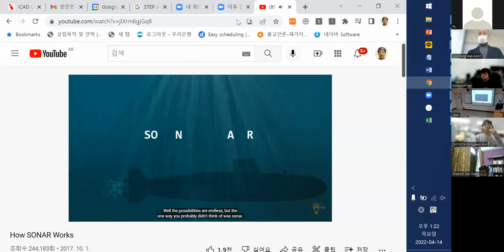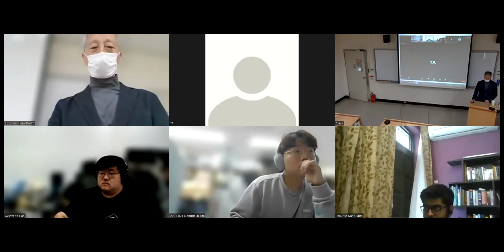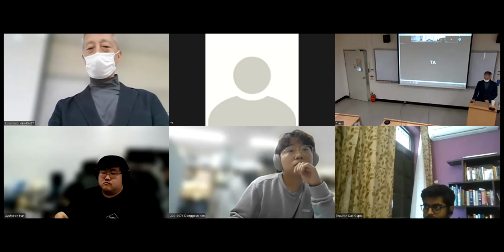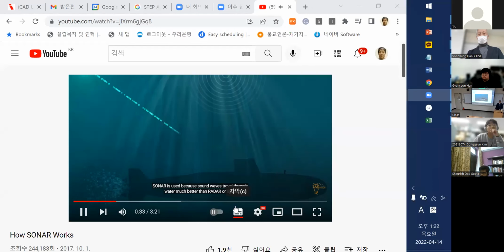Sonar is an acronym that stands for Sound Navigation and Ranging. Sonar is used because sound waves travel through water much better than light.